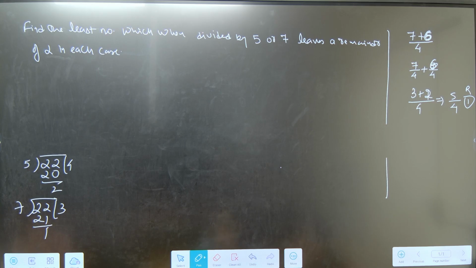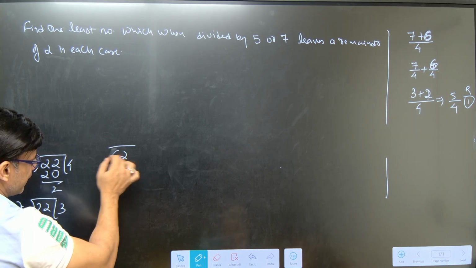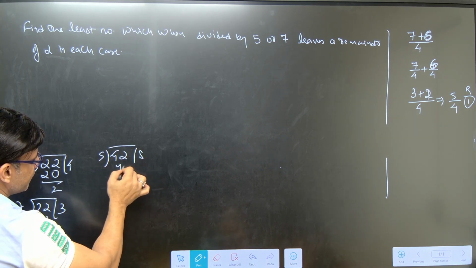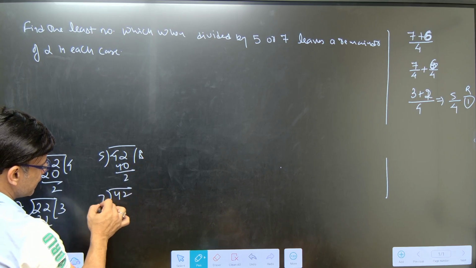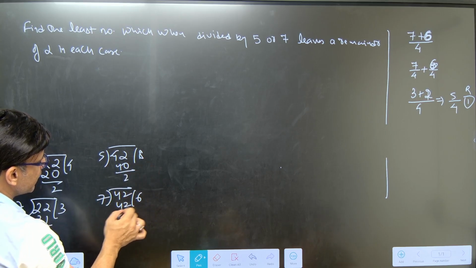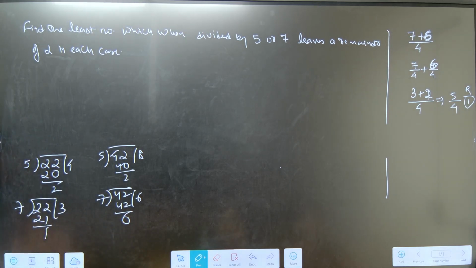So you have to tell me that number. Can you guess that number? 42? Okay. If I divide 42 with 5, 5 eights are 40, remainder is 2, very good. Divide 42 with 7, 7 sixes are 42, remainder is 0. So 42 is not that number. Can you think of that number?